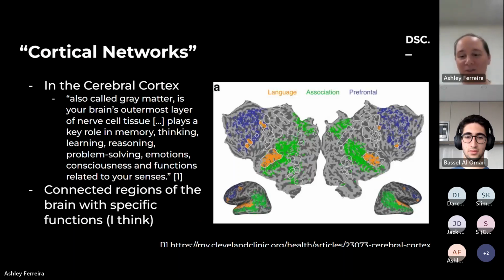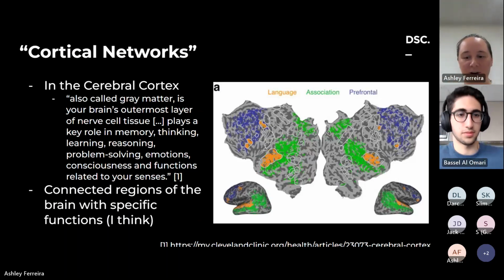Before we dive into the next part, I'm going to give you my surface level understanding of what cortical networks are, because they'll be talked about. They're in the cerebral cortex, which is the gray matter part of your brain we hear talked about a lot. That plays a really key role in memory, thinking, learning, reasoning, and everything like that. And they're connected regions of the brain with specific known functions. The picture here is from the paper, where they show, for example, the ones in orange are known to have heightened activity when people are really thinking hard about language or actively using language. And you can see that they're somewhat clustered together in areas of the brain.